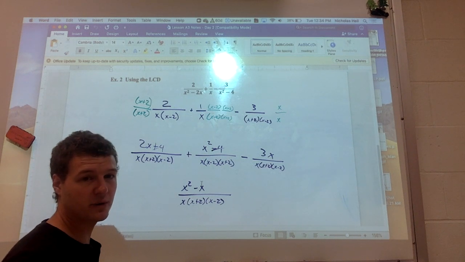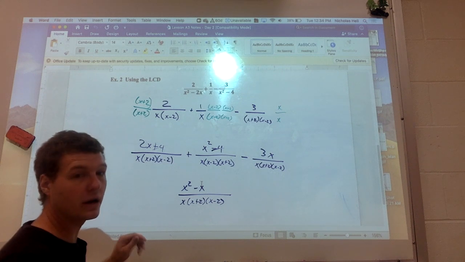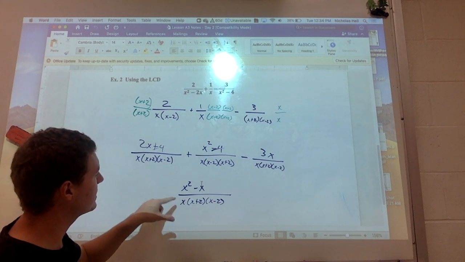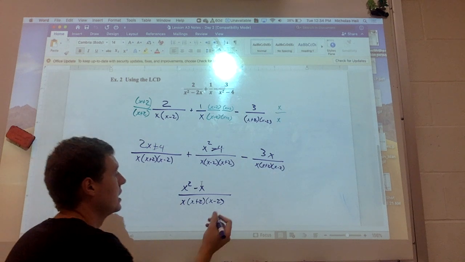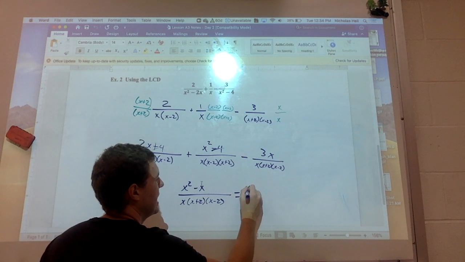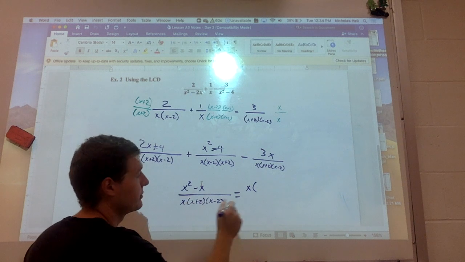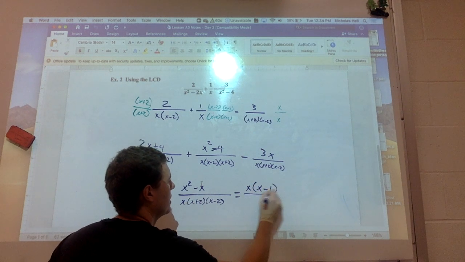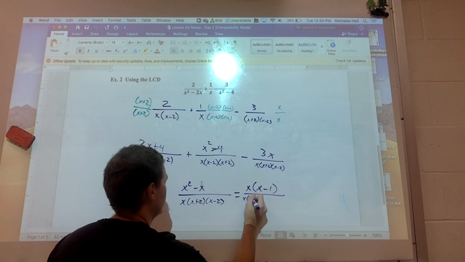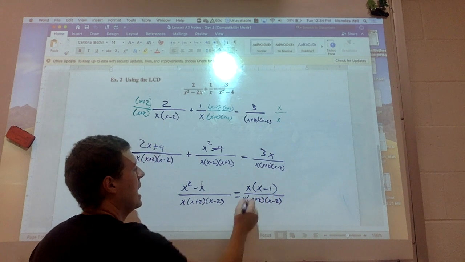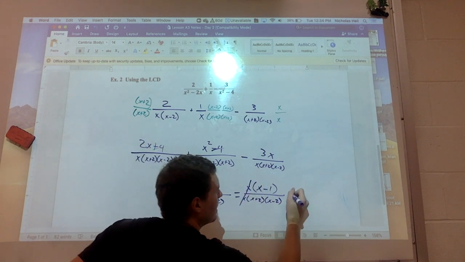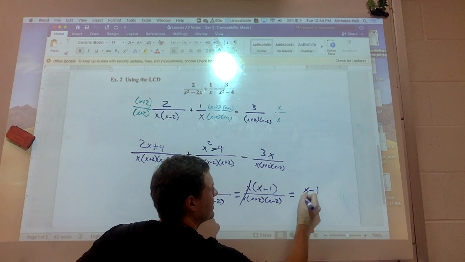Now, this is where I was mentioning in the first example, we can go further because I kept this factored, I can factor the numerator. So let me rewrite this. That's an x times, because that has a common factor of x, an x minus 1. If I take that out, I still have x over x plus 2, x minus 2. The x's cancel, and we're left with our completed answer.